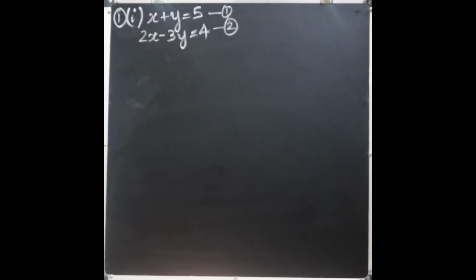Exercise 3.4, question number 1. They are asking us to solve the pair of linear equations by elimination method and substitution method. So the first pair of equations given there is x plus y equal to 5, 2x minus 3y is equal to 4.